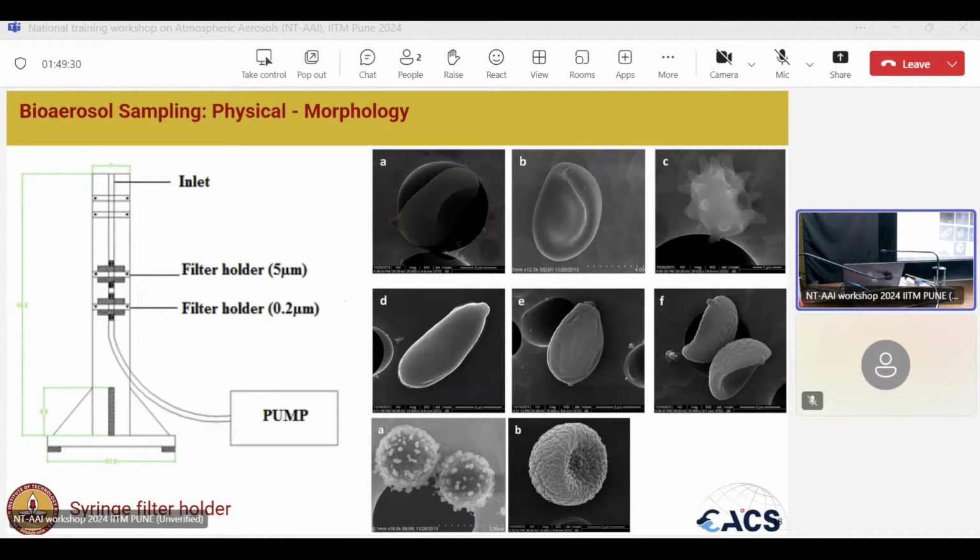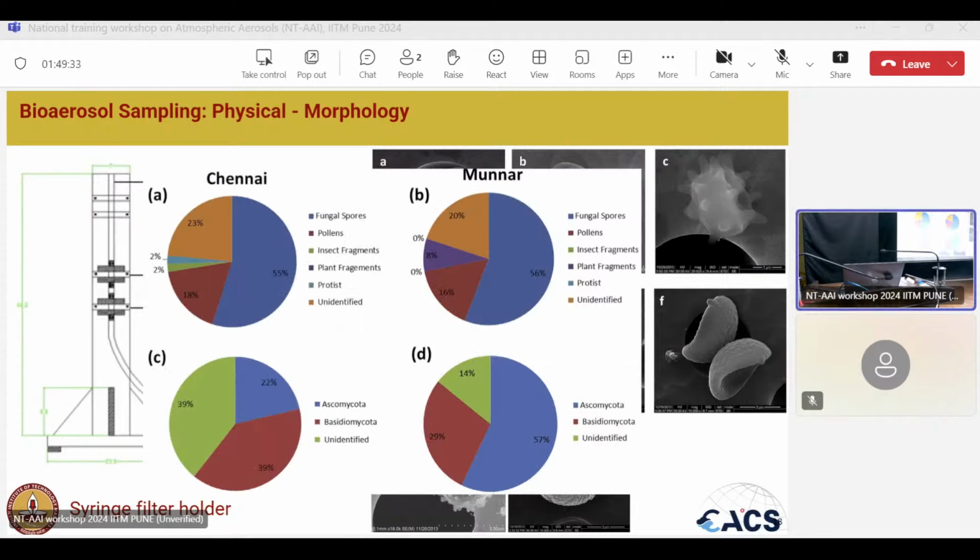And then interestingly, what we found is that not only did it help us to identify it, but that person even helped us see the composition of this bioaerosol at two contrasting locations, Chennai and Munnar, one urban and one pristine rural.